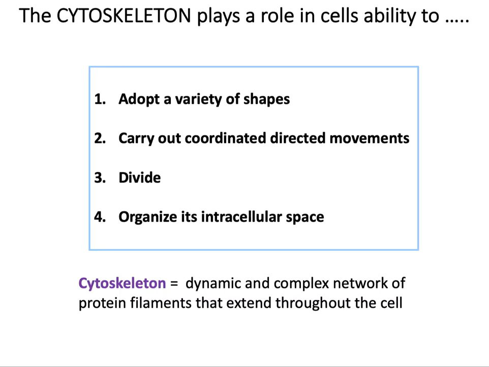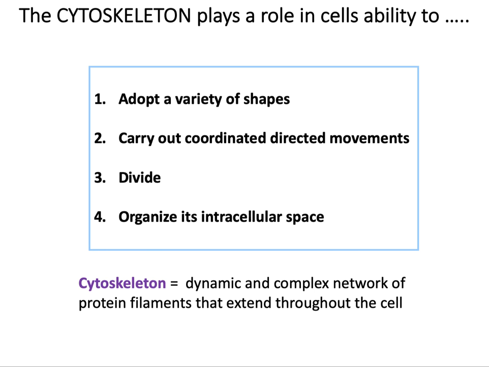The ability of the cells to adopt a variety of shapes, to move in certain directions according to certain signals, to carry out coordinated directed movements, to divide by binary fission, and organize their intracellular space all rely on a cellular structure known as the cytoskeleton. The cytoskeleton is made up of a number of proteins that polymerize into filaments. So the cytoskeleton is filamentous.